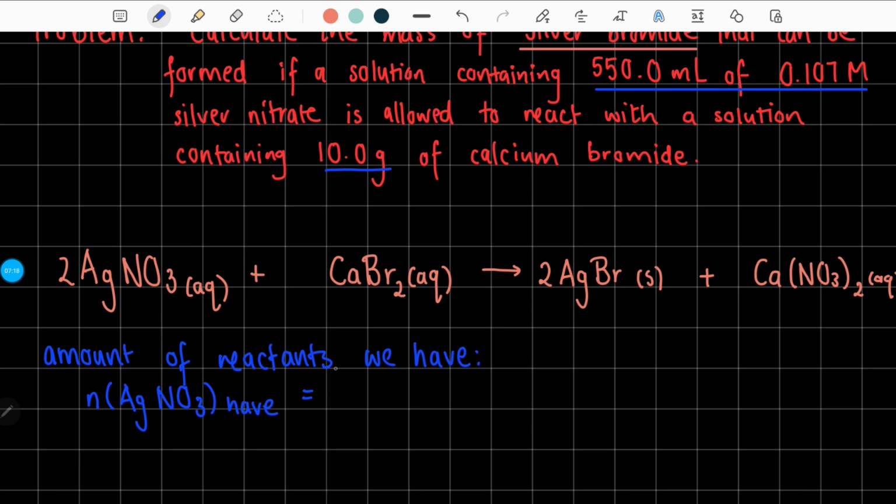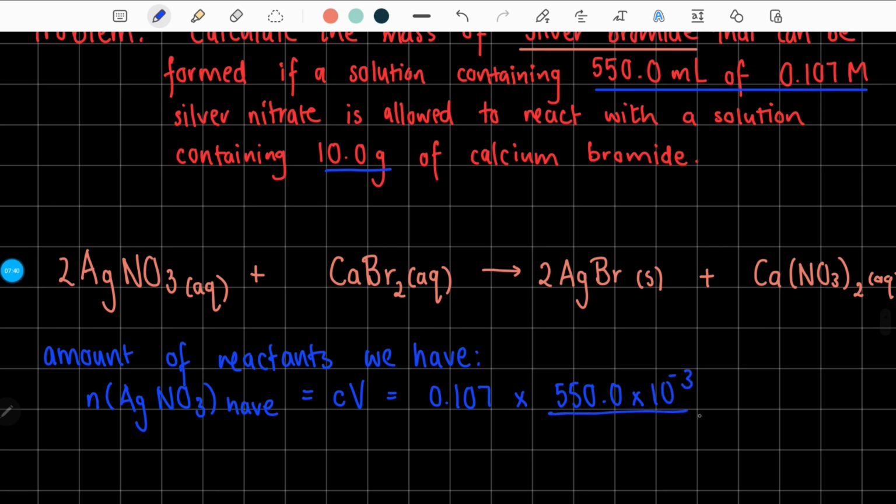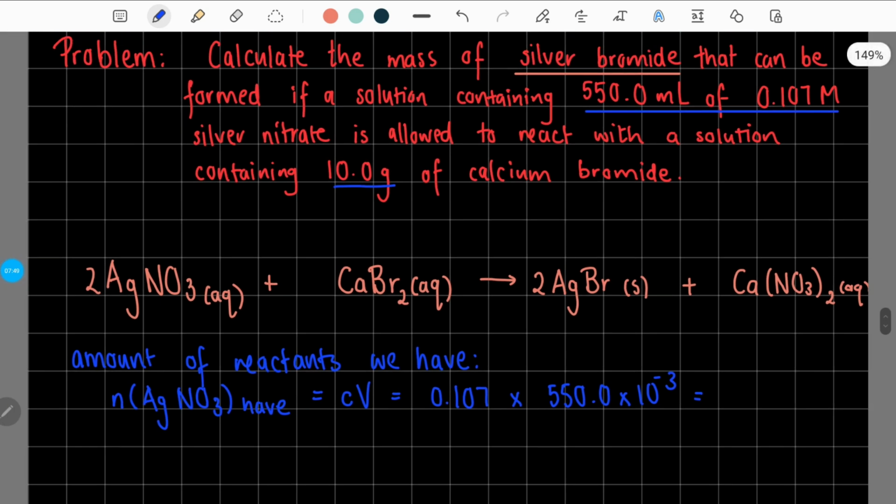So using our formula n = CV, we can find our moles as 0.107 concentration times 550.0 times 10 to the negative 3, because remember, your volume always needs to be in liters when you are using these formulas. So the value that I get for this is 5.885 times 10 to the negative 2 moles.